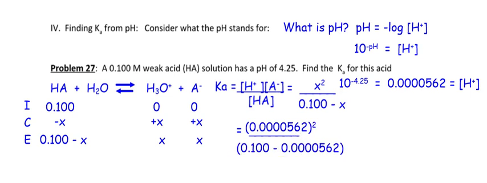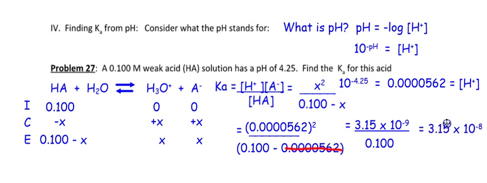Now, what is 0.0000562 squared equal to? 3.15 times 10 to the negative 9. Now, what about my denominator? If I were to do this out, I'd probably get 0.099999438. What's 0.099999? Awfully close to 0.1. So what does this mean? Do you think I could maybe get rid of that term? I bet I could, because it's essentially the same number. So what does this mean?